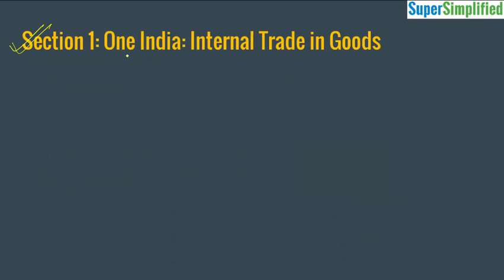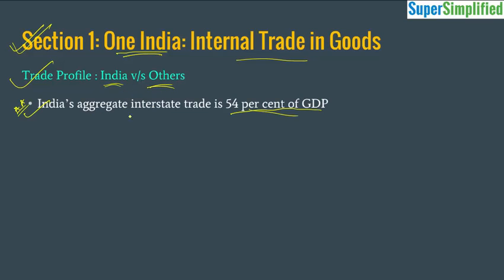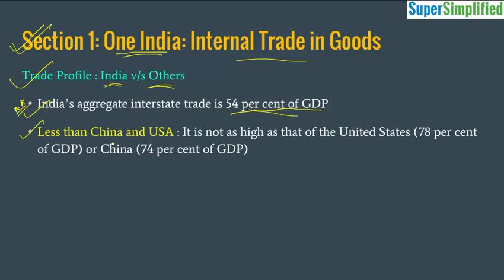Now in section 1 we will discuss One India, internal trade in goods. So let's see what the trade profile of India is. Here we will compare India versus others on the international stage. India's aggregate interstate trade is 54% of GDP, but it is less than China and USA.